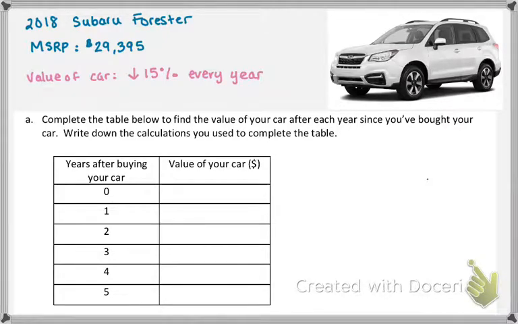In the first column is going to be my X. It's like an XY table. X represents the number of years since I bought my car, and Y represents the value of my car. So when I first bought my car, 0 years have passed. At the start, the value of my car is $29,395.